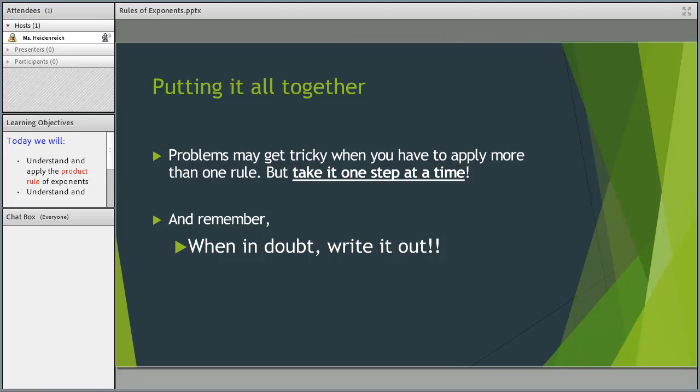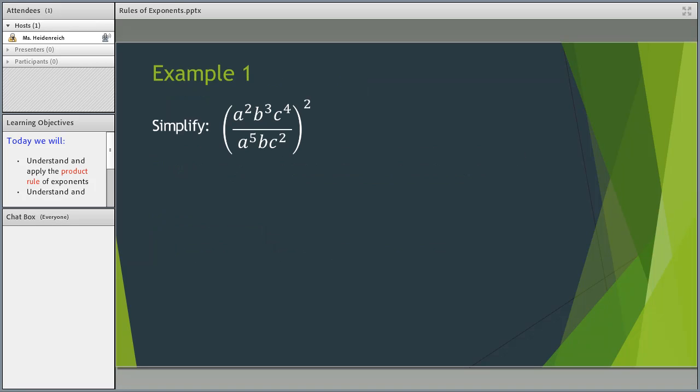And lastly, I wanted to do some problems where we have to put all of these rules together, because that's when it can get tricky. We might know the rules one at a time and individually, but if we have multiple rules being used in the same expression, then we need to take the expression one step at a time. And it's very important to write down each step so that we don't get lost along the way or forget a number that we had somewhere. And so remember, like I've been saying all along, when in doubt, write it all out.